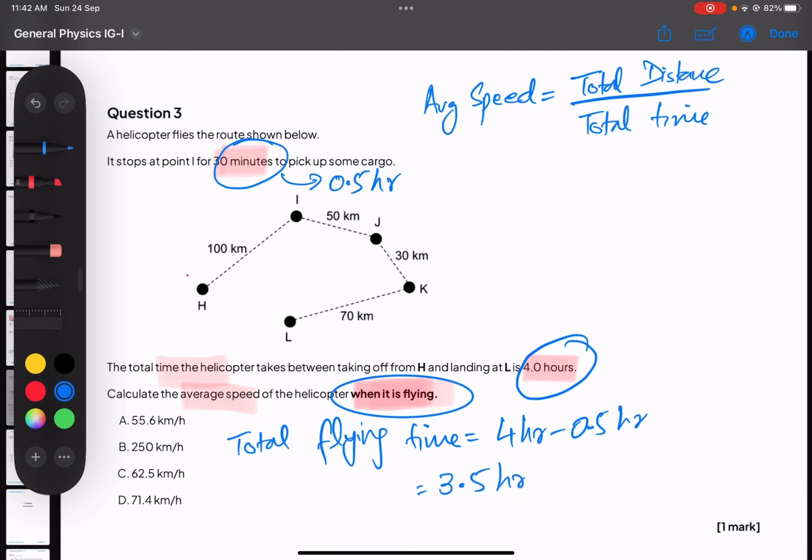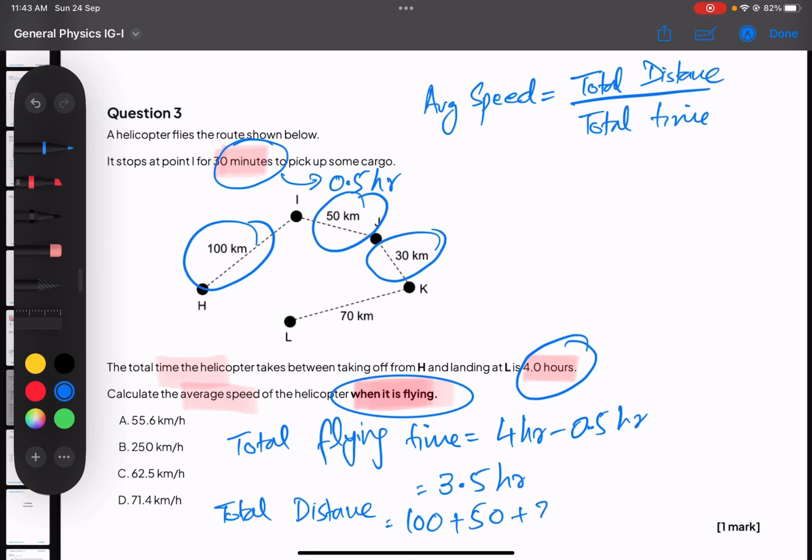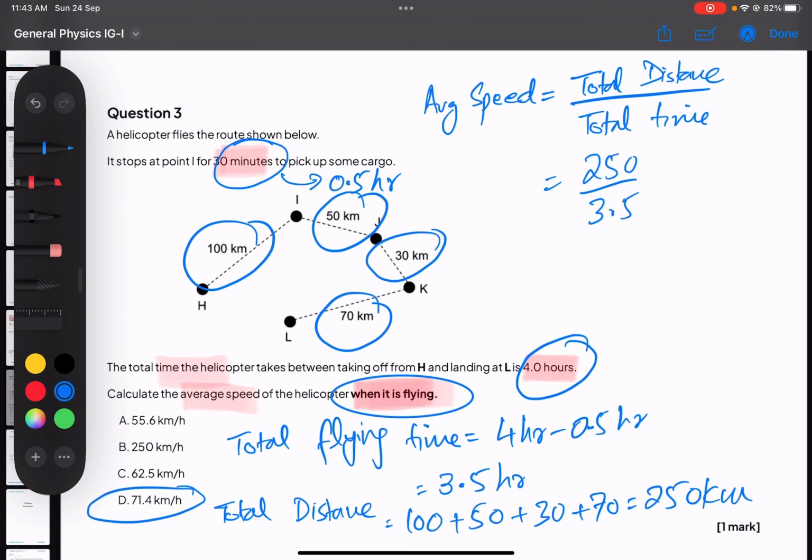So total distance we need to find, it's 100 plus 50 plus 30 plus 70, that will give you 250 kilometer. So average speed will be 250 divided by 3.5. If you divide 250 by 3.5, you get 71.4. It's option D.